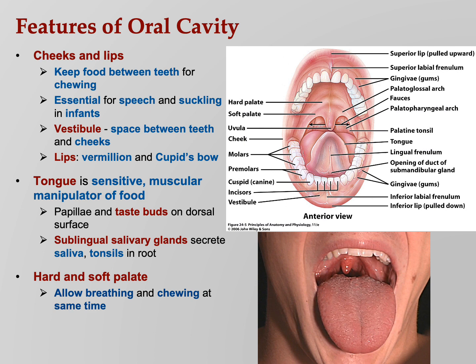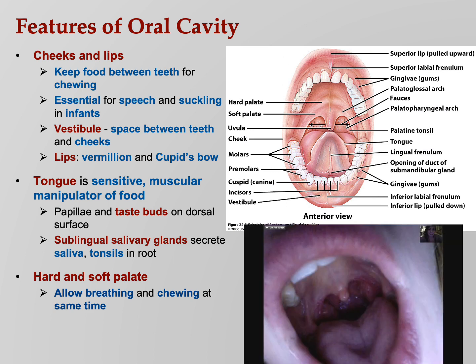Hard and soft palate. They allow breathing and chewing at the same time. If it were all soft palate, when you swallowed, you wouldn't be able to breathe. But the fact that there's a hard palate maintains a patent space where air can continue to come through even while you're chewing and swallowing.